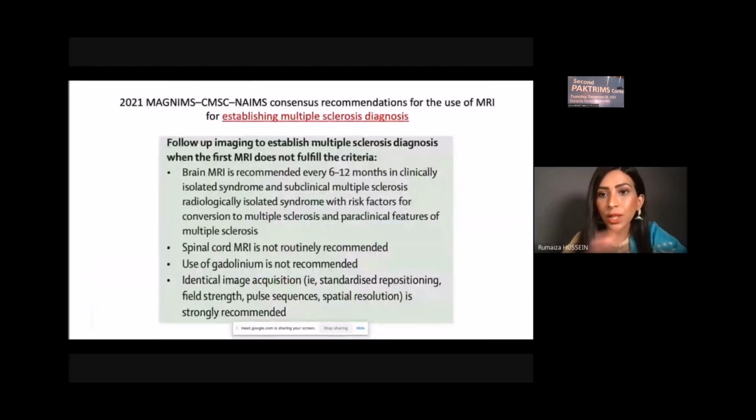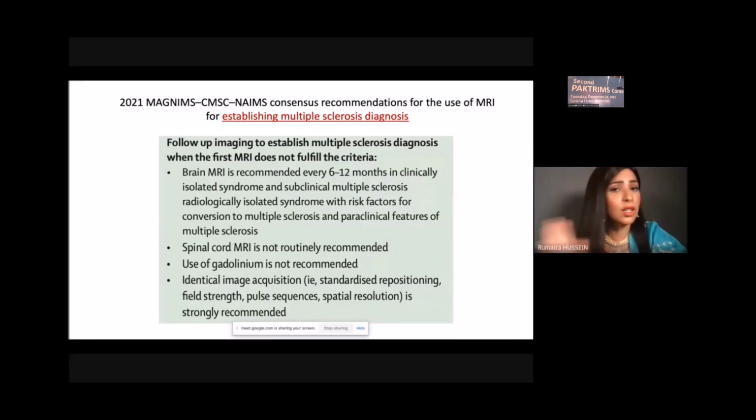So the recommendation for the use of MRI in establishing the diagnosis has been covered in the protocol we just mentioned, but the follow-up imaging is also important. When the first MRI does not fulfill the criteria, brain MRI is recommended every 6 to 12 months in clinically isolated syndrome and subclinical multiple sclerosis, radiologically isolated syndrome with risk factors of conversion to MS, and paraclinical features such as positive oligoclonal bands. So those are the timing considerations when we want to follow up those cases.